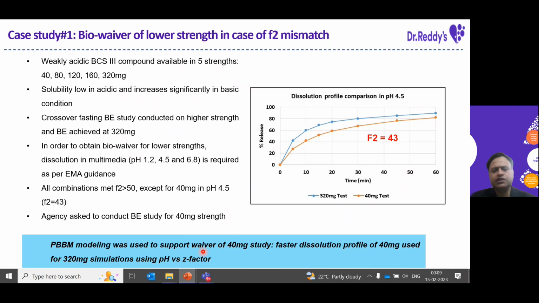So here we have used the PBBM modeling approach to support the biowaiver for the 40 milligram strength, where we had seen the faster dissolution profile for one of the strengths, and we compared it with the BE strength using the pH versus Z factor approach, as we will see in the details in the subsequent slide. Moving on to the next slide.